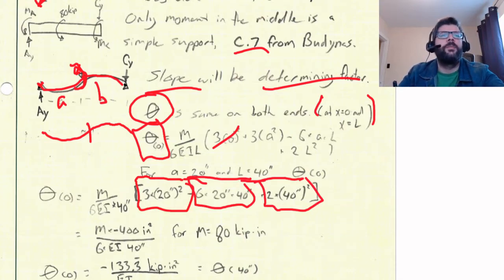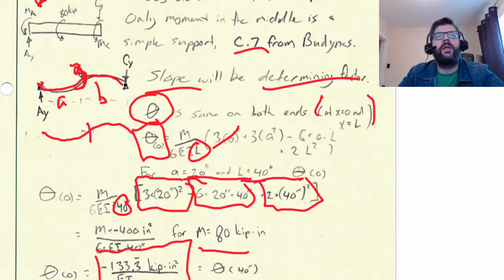So M times negative 400 inches squared divided by 6EI, and then 6EI times 40 inches, because there's an L there too. And then plugging in M equals 80 kip inches gives us overall an angle at this point of negative 133.33333 kip inches squared per EI. And that's going to be the same angle at the other end as well.